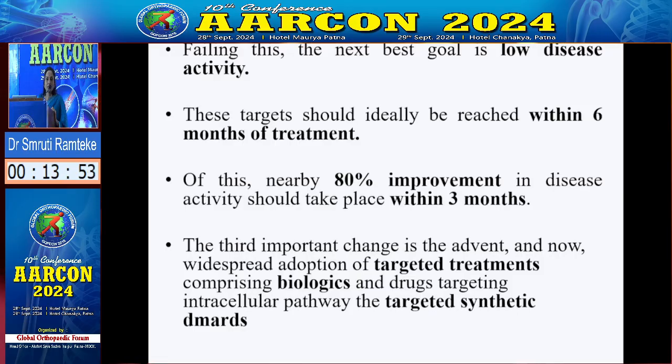Failing remission is the goal now, but failing remission, the next best goal is low disease activity. Ideally, the target should be reached within 6 months. 80% improvement in the disease should occur in the first 3 to 6 months. With the advent of new therapies like targeted treatments, biologics, and targeted synthetic DMARDs, this is very much possible now.